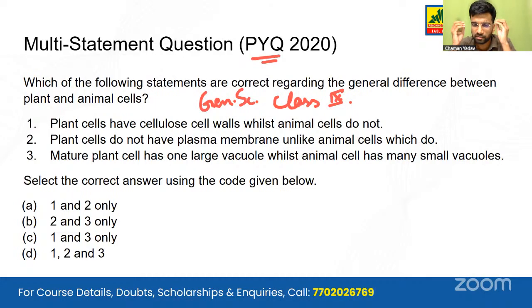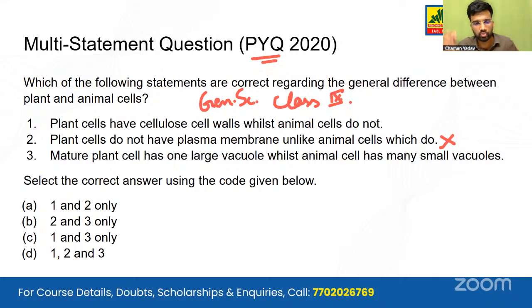The plant cells, and in the very first class of the Shikara Science and Tech module, we teach the difference between an animal cell and a plant cell. So plant cells have cell walls where animal cells do not. Plants do not have a plasma membrane unlike animal cells which do. And mature plant cells have one large vacuole where animal cells have many small vacuoles. So if a person knows that all cells have the plasma membrane, this statement automatically becomes incorrect because it says that plant cells do not have a plasma membrane.